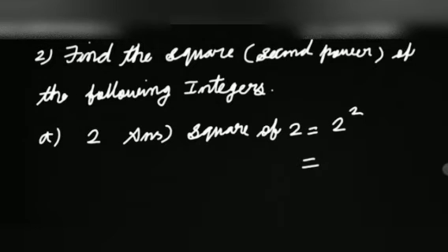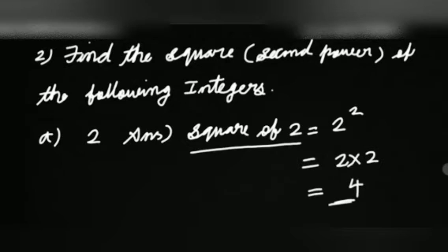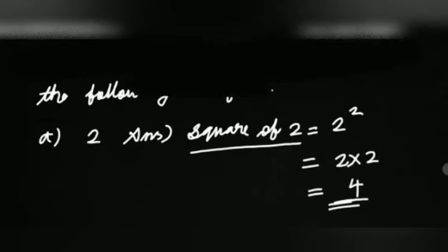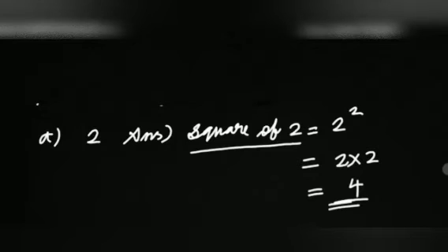How many times 2 has to be multiplied? Yes, 2 times, isn't it? 2 has to be multiplied 2 times. So, 2 into 2. What is it? Yeah, 4. So, square of 2 is equal to what? It is 4. Got it? Understood? Okay. Now, let's move on to question number B.